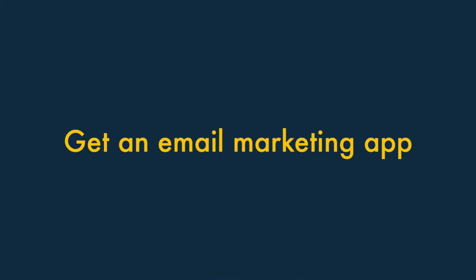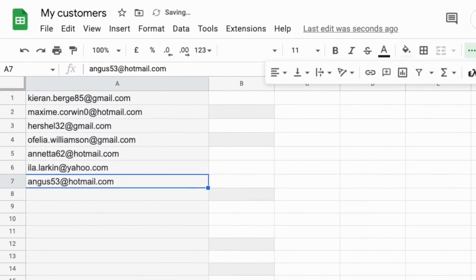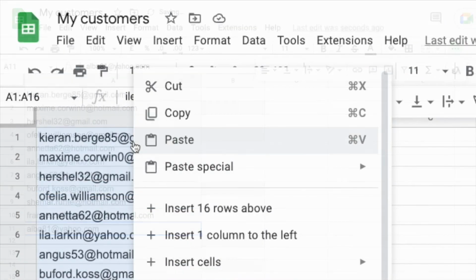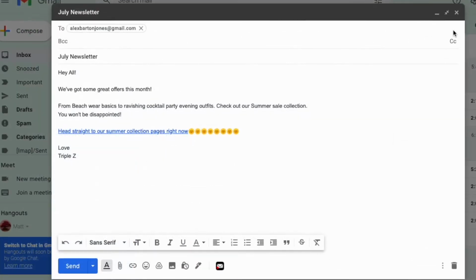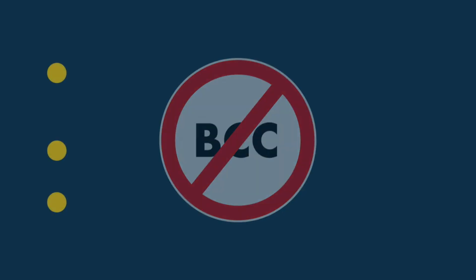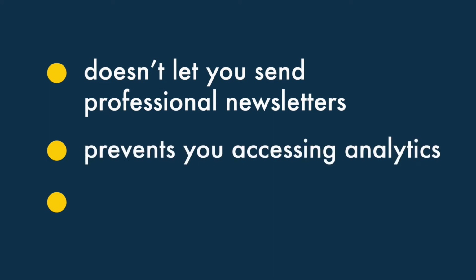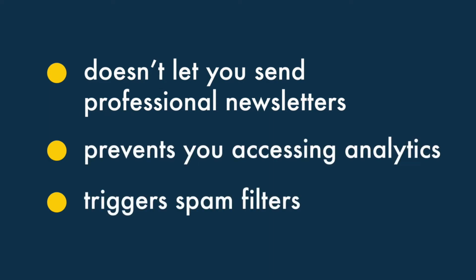2. Get an email marketing app. Many small business owners think that sending e-newsletters means compiling a list of email addresses, copying and pasting them into the BCC field of a normal email message, and hitting the send button. This is a very time-consuming way to go about things, and it's also ineffective because it doesn't allow you to send professional-looking email newsletters, prevents you accessing newsletter analytics, and increases the likelihood that your newsletters will trigger spam filters.